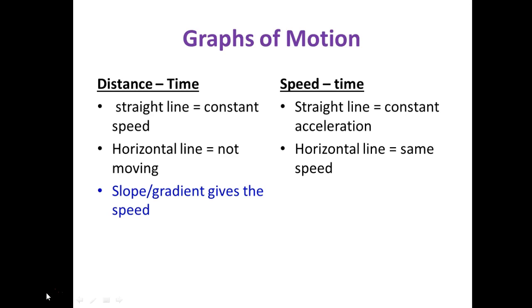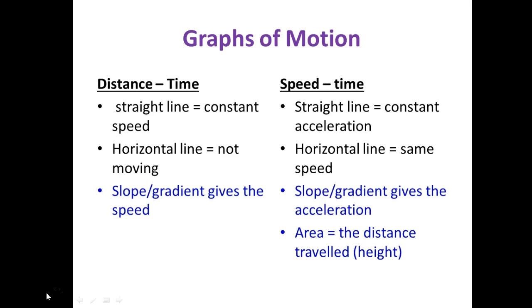There are two things that we can calculate from a speed time graph. The first is the slope or the gradient. That will give us the acceleration. That tells us how quickly the speed is changing. And don't forget that could be positive or negative. The second thing that's really useful is that if we calculate the area, that will give us the distance travelled in total, or for that section. And obviously if it's something that's fallen, the area is going to be equal to the height.